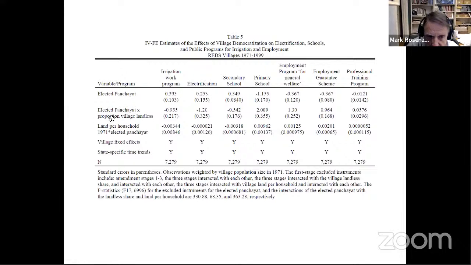And what you see from these estimates is that for the programs that our data suggests are favored by the landed, irrigation, electrification, secondary schools, well, first, going to democracy leads to more of those things, but the effect of democratization is lower and might even be negative, the higher the proportion of the village that's landed, just as we would expect. When we move to employment programs, we get the opposite. Democratization, the linear term is negative, but the interaction term is positive. So the higher the landless share when we shift to democracy, the more likely we are to see employment programs.